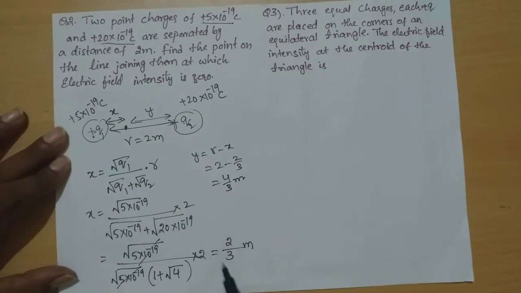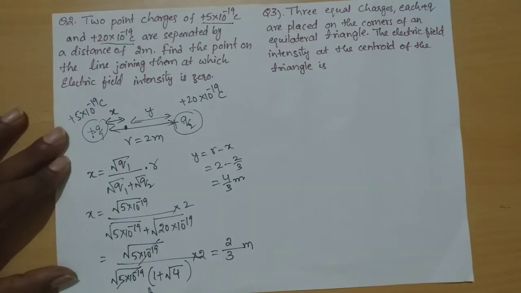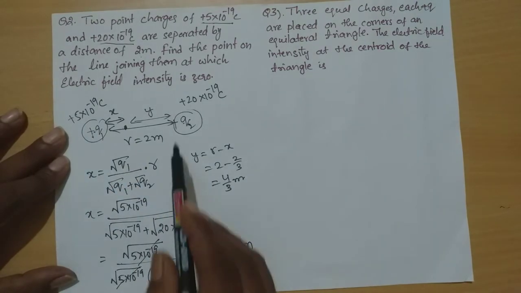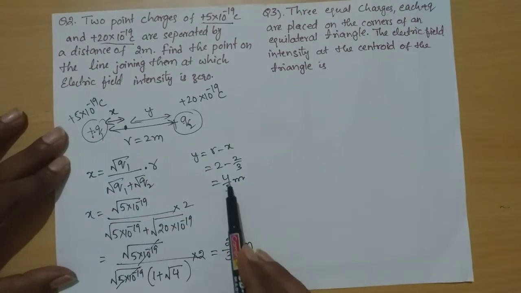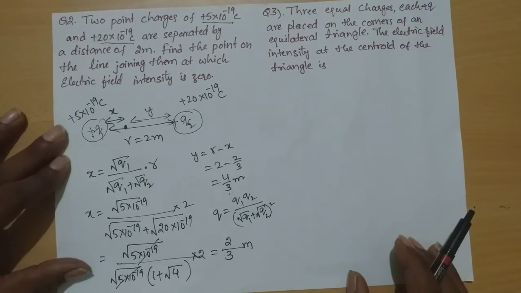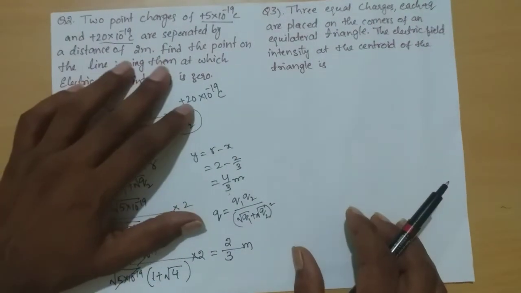Okay? So 2 by 3 is very near to this one. So here we will get the electric field intensity is 0. From plus q1 it is 2 by 3 meters and from plus q2 it is 4 by 3 meters. So in this way we have to solve. Once watch the Coulomb's law video, the same formulas are applicable here. Okay, next see the third question.